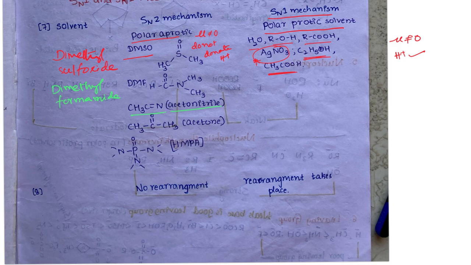Acetonitrile, which is methyl cyanide, with a triple bond. Acetone. Next, HMPA, which has six methyl groups: hexamethyl phosphoramide. Keep in mind the condition in the SN2 reaction: no rearrangement takes place. Rearrangement takes place in the SN1 reaction, but no rearrangement takes place in the SN2 reaction.